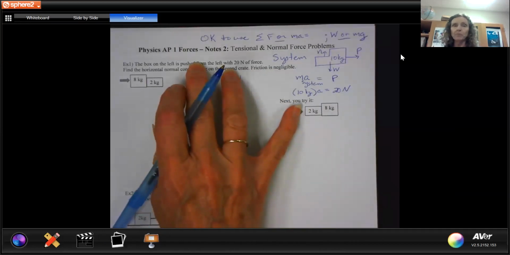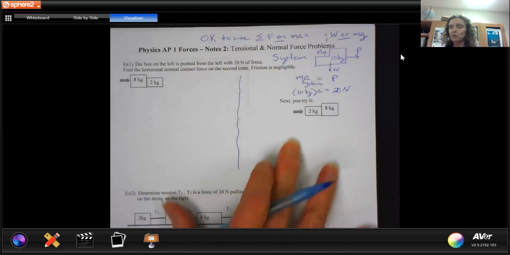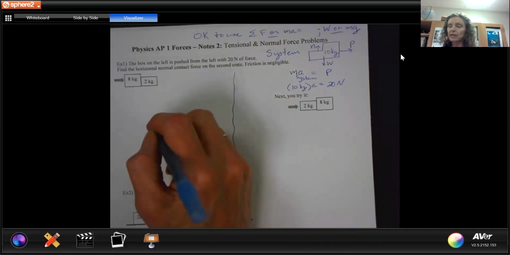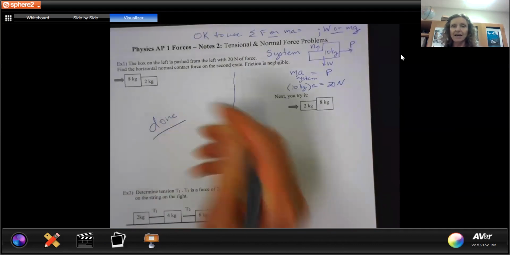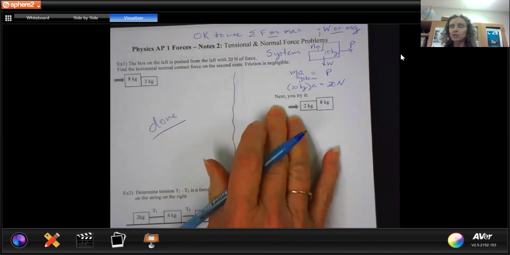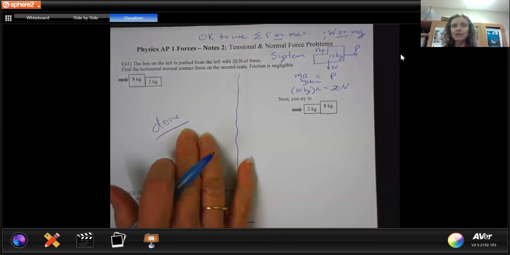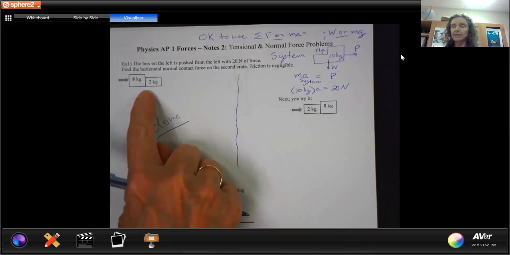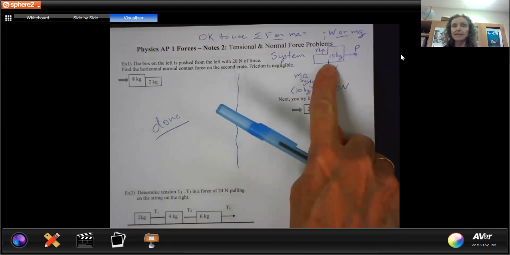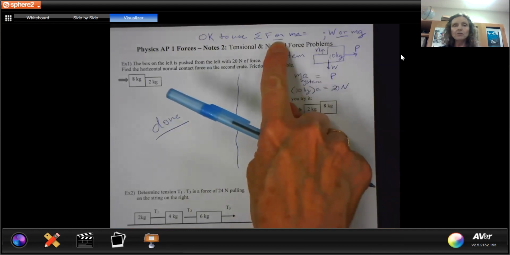I'm using a document that I posted several days ago in Google Classwork. It's called Forces Notes 2, and it has lots of space to do these problems. And you did this, I hope, already last time. And I left you with the challenge to go ahead and try using a system approach, because what we had done was look at two separate masses as if they were a single mass, because that gave us a little more problem-solving power.